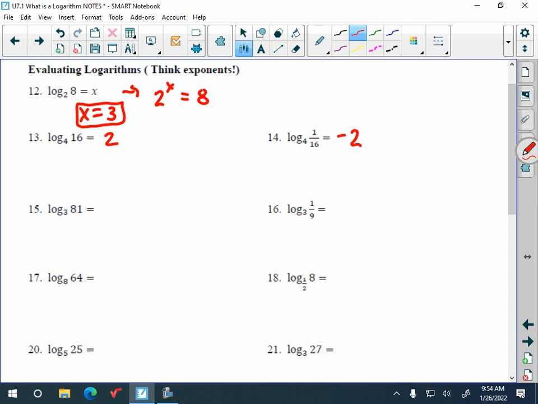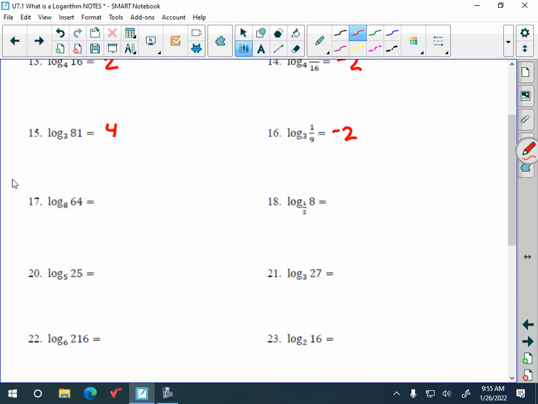All right, 15, log base 3 of 81. What would that be? 4, right. 3 to the 4th power equals 81. All right, how about 16? 3 to what power is 1 over 9? Negative 2. Yeah, we need a negative. So if it just said log base 3 of 9, then it would be positive 2. But because of the 1 over 9, it has to be negative 2. All right, 17, log base 8 of 64. 2. Okay, 8 squared is 64.